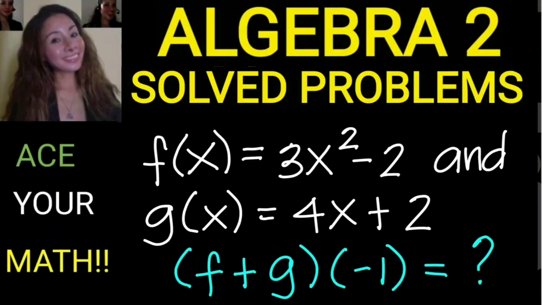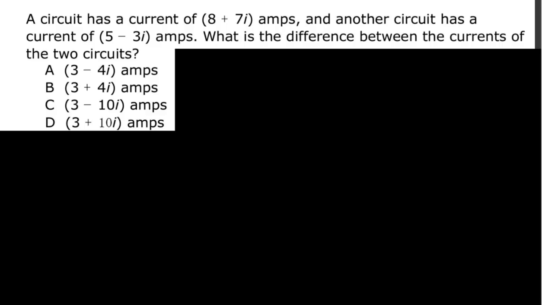In this video, you will learn how to solve different problems on algebra. A circuit has a current of 8 plus 7i amps, and another circuit has a current of 5 minus 3i amps. What is the difference between the currents of the two circuits?